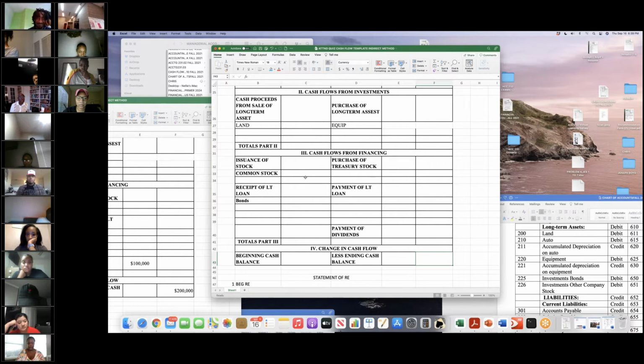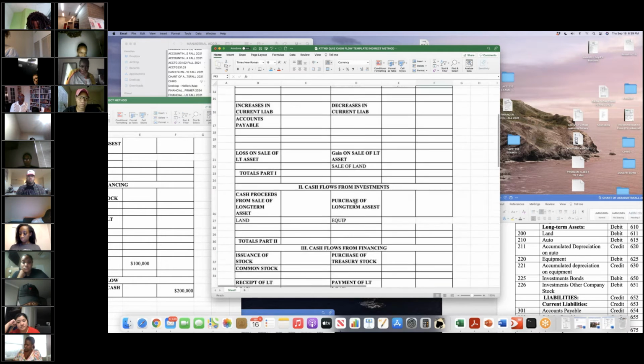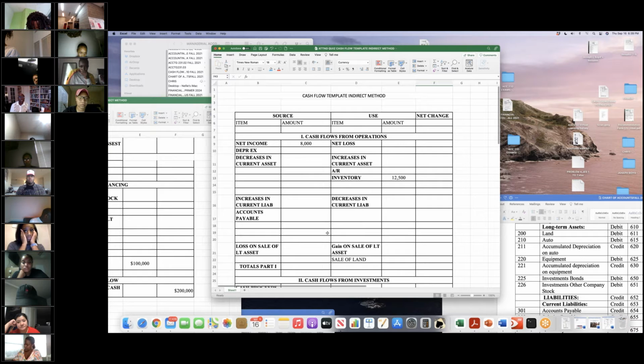Then on common stock, it's typically going up as a source; if you buy it back, it's a use. If you receive a long-term loan, it's a source. If you repay it, it's a use. Here's dividends. And you're adding up sources and uses in each category and coming up with the net change. Did it go up or down?